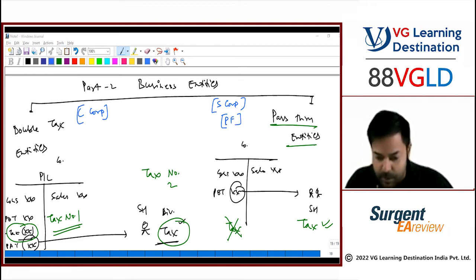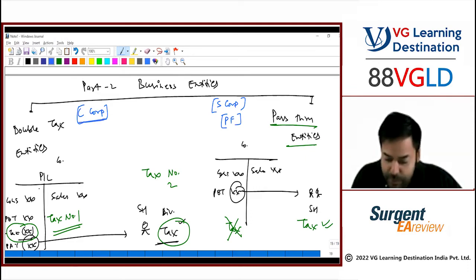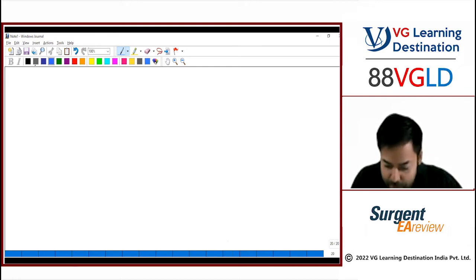Sure, Nidhi. So what I'm saying is double tax entity. That means you first calculate how much is the profitability for you, right?